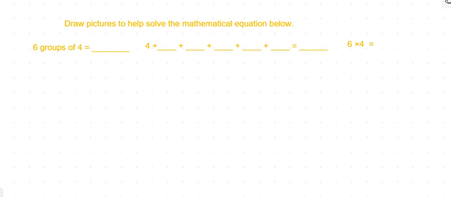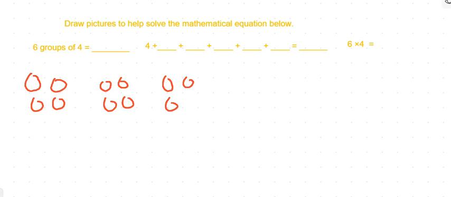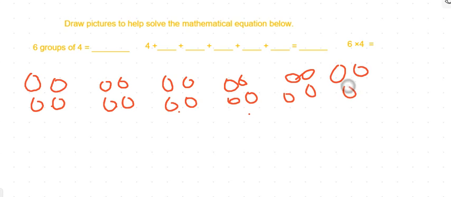All right. So, let's do this. What do we have next? 6 groups of 4. So, 1, 2, 3, 4. 1, 2, 3, 4. 1, 2, 3, 4. 1, 2, 3, 4. 1, 2, 3, 4. 1, 2, 3, 4. So we're currently doing 6 groups of 4.